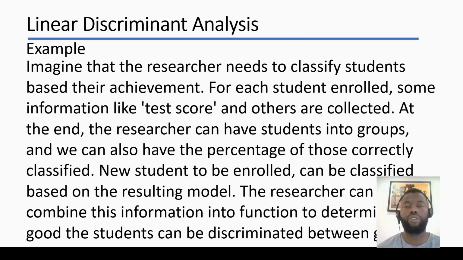So here we have an example. Imagine that the researcher needs to classify students based on their achievement. For each student enrolled, some information like test score and academic grade is recorded. At the end, the researcher can have students in groups, and we can also have the percentage of those correctly classified. New students to be enrolled can be classified based on the resulting model. The researcher can combine this information into a function to determine how well the students can be discriminated between groups.